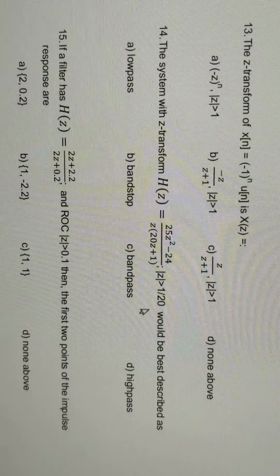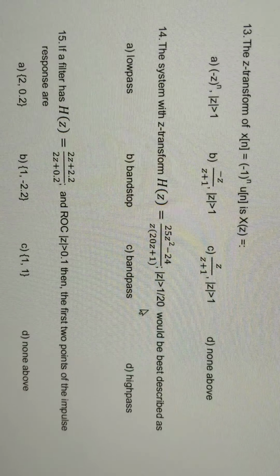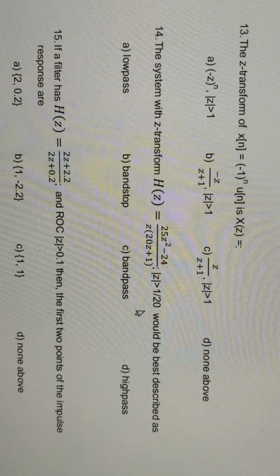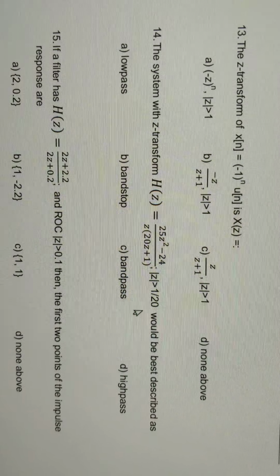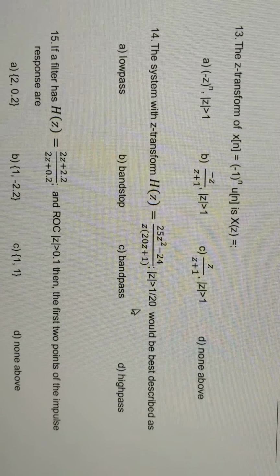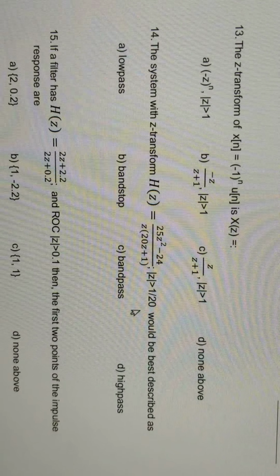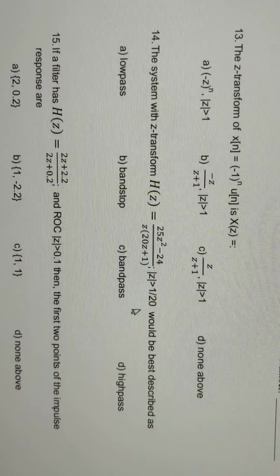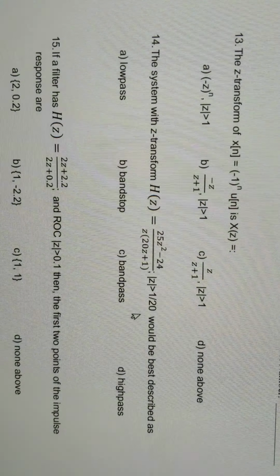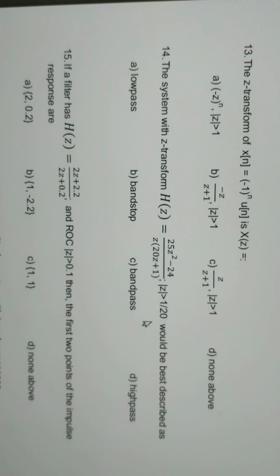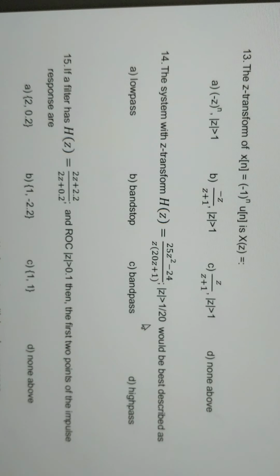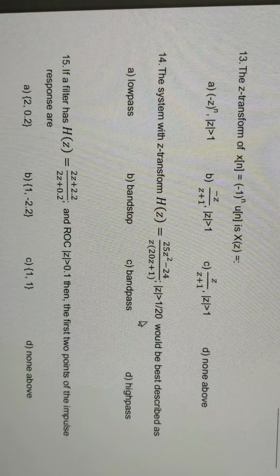So when we look at a problem like this, one of the things we need to understand is what is a low pass, what is a band pass, what is a band stop, and what is a high pass. We need to understand all four. But before we get to that point, one of the things we need to look at is what are the poles for H of Z.